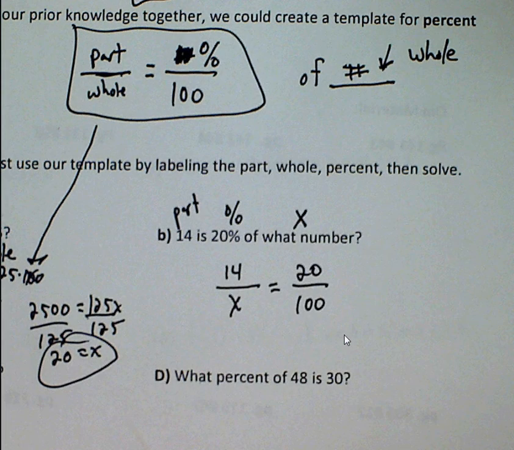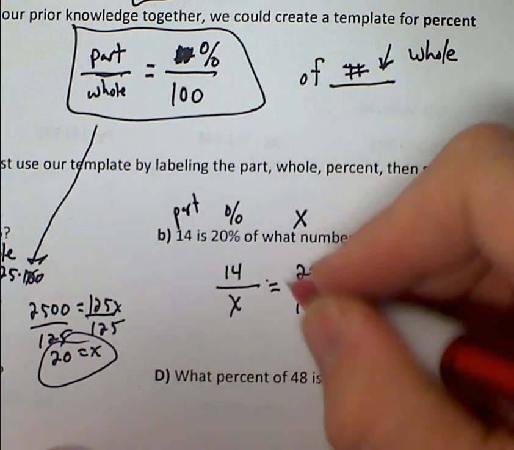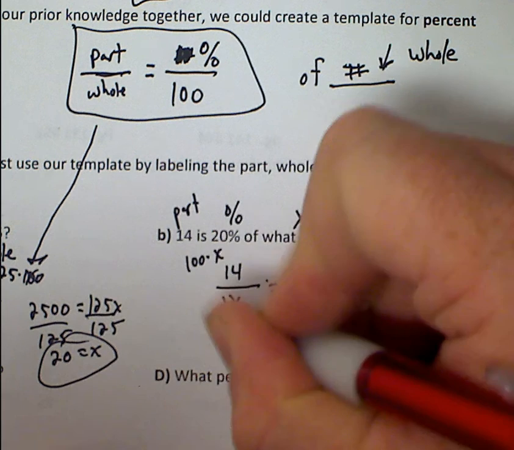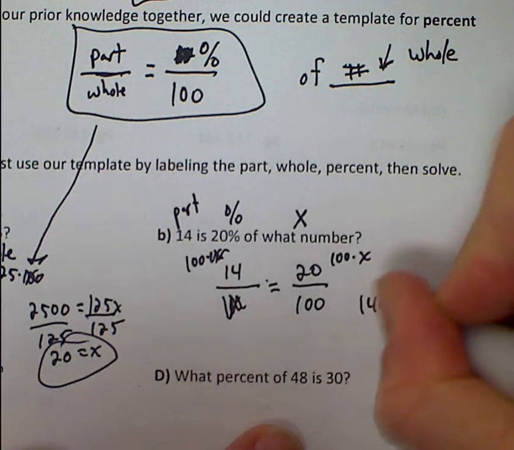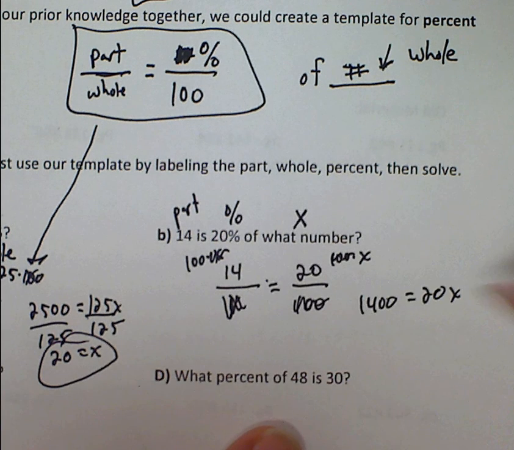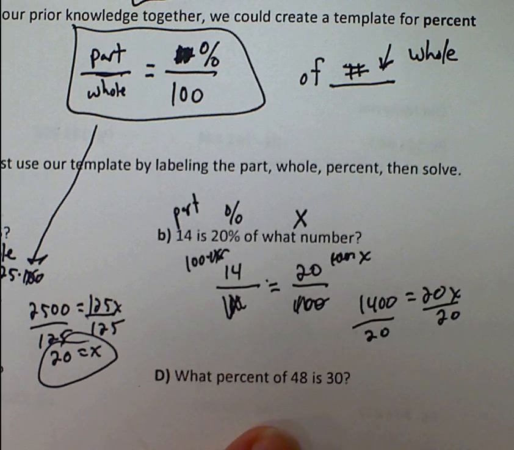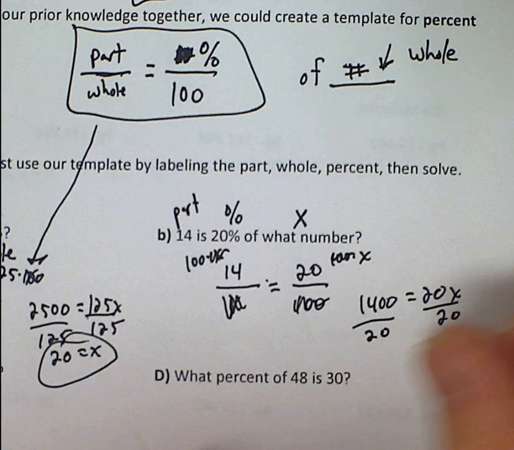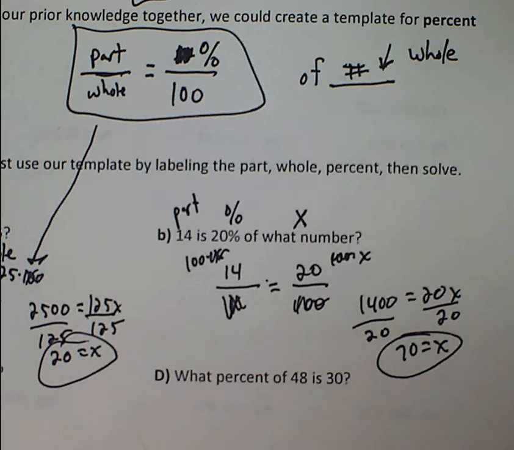So I set up my percent proportion. I'm going to multiply both by 100 and x, 100 and x. My x goes away. 100 times 14 is 1400. My 100 goes away on this side, equals 20x. If I divide by 20, I'm going to take 1400 divided by 20, and I get 70. So 70 equals x.